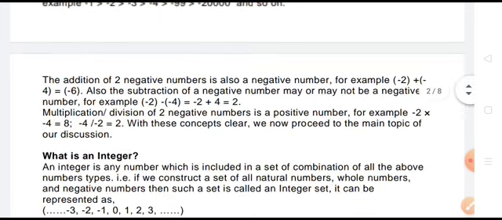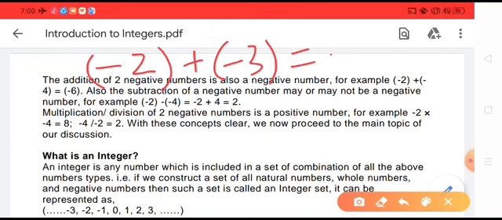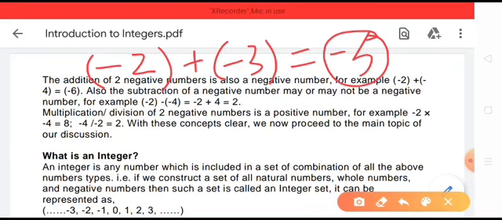Now we know about some properties of negative numbers. The addition of two negative numbers is also a negative number. For example, minus 2 added to minus 3 becomes minus 5. The minus sign indicates that the addition of two negative numbers is always a negative number. Also, the subtraction of negative numbers may or may not be a negative number.